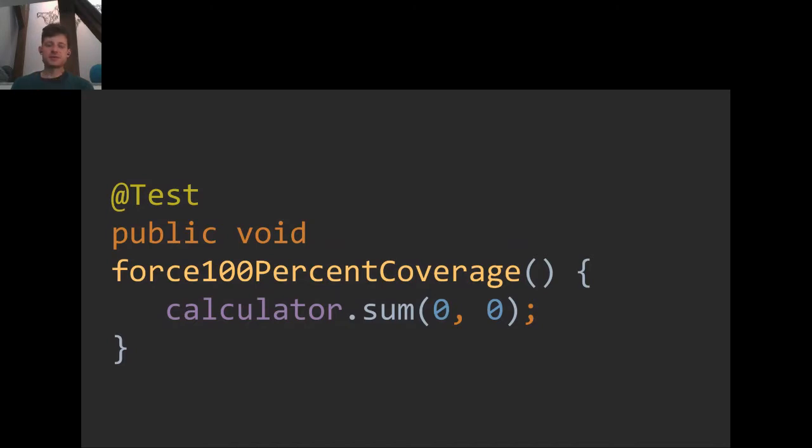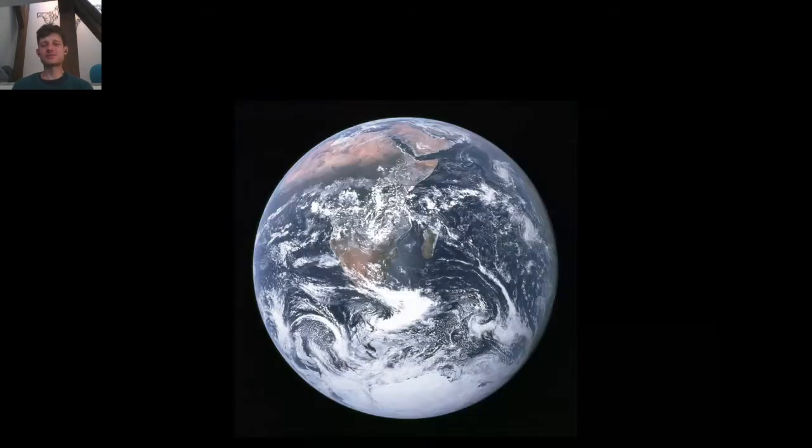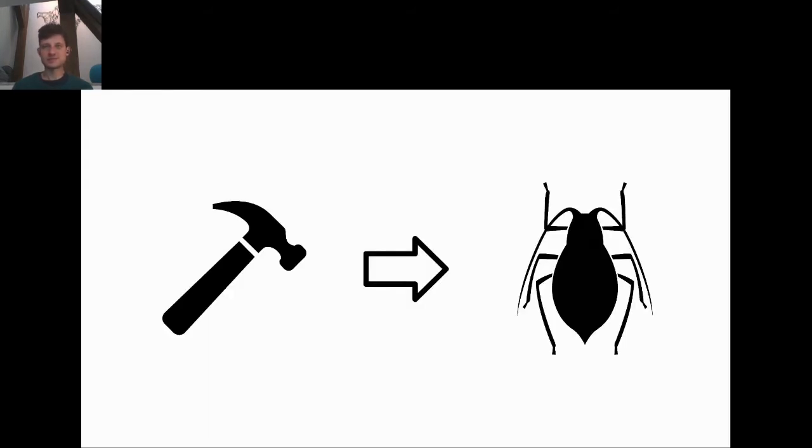So we need something better than just unit tests and code coverage. And this something better was actually found by Richard Lipton in 1971. He asked a more fundamental question: why do we write tests at all? And he came to the conclusion that we write tests to detect bugs.